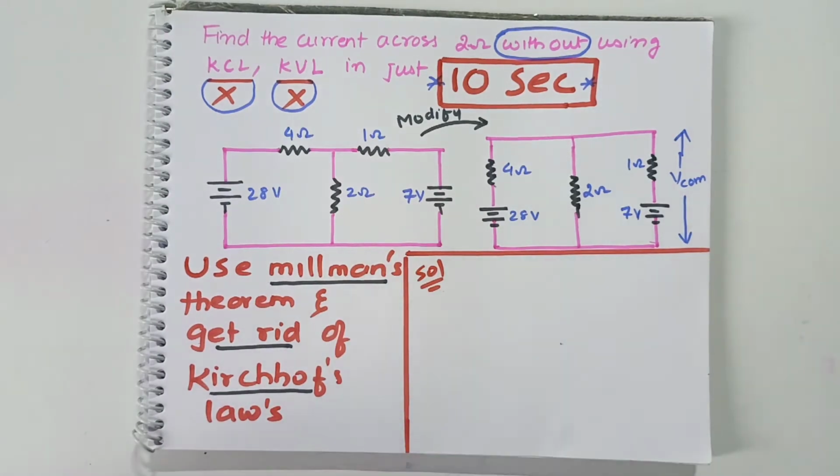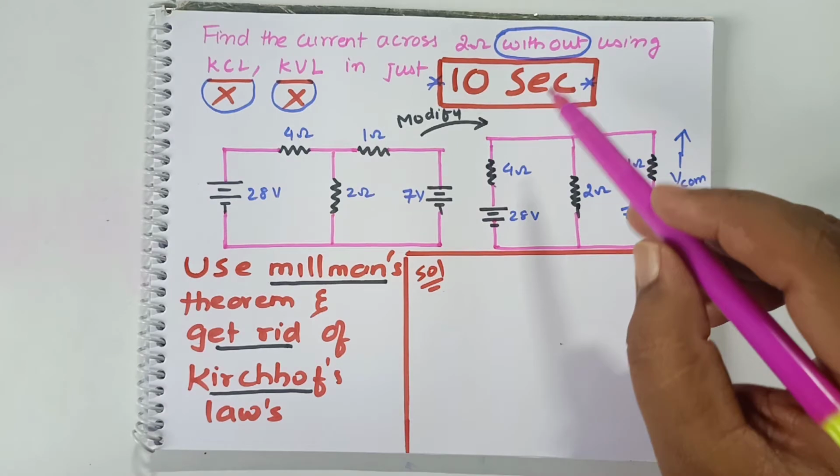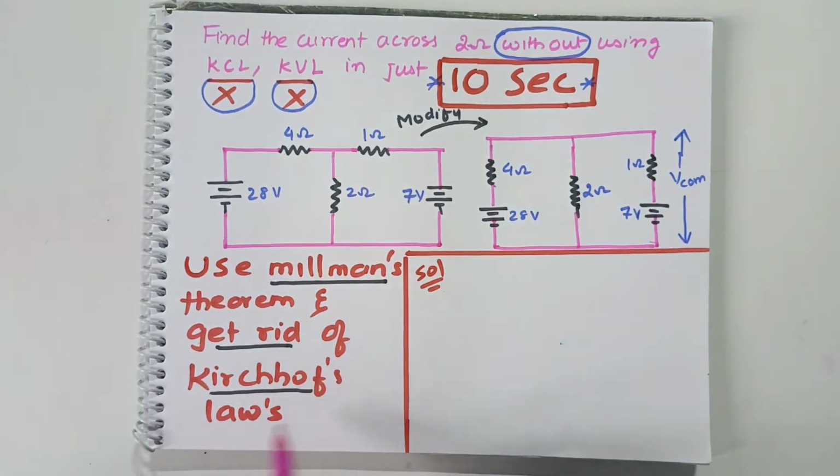Today I will discuss such an easy and beautiful technique where you can do this problem in 10 seconds and get rid of Kirchhoff's law. Kirchhoff's law is going to waste a lot of your time. So use Millman's theorem. You might not have heard the name, but I'll tell you how it is.